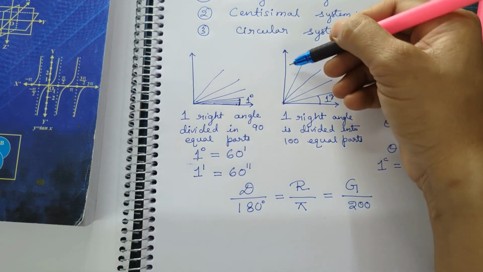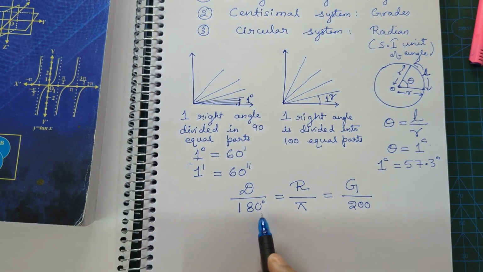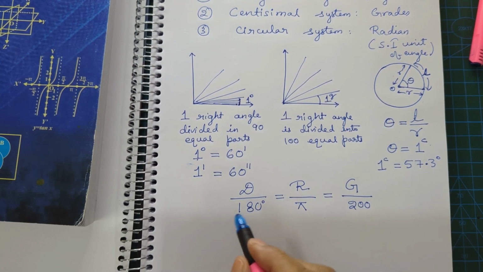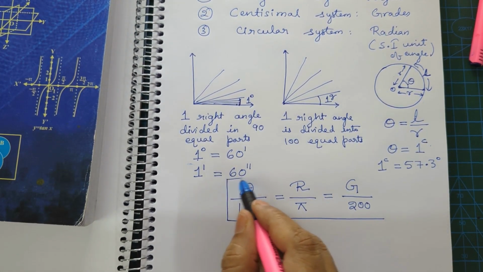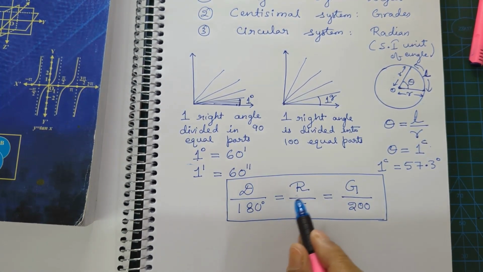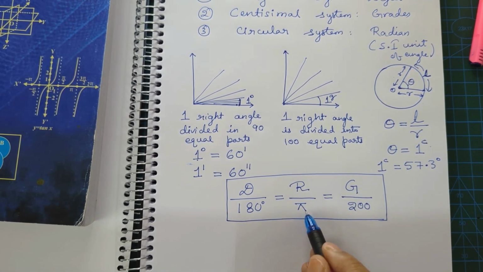So one right angle is 100 parts. Two right angles means a straight line will have 200 parts, in which each part is a grade. So when we want to convert between degrees, radians and grades, we will use this relation: degree by 180 is the same as radian by pi is the same as grade by 200. In this case, pi is 22 by 7.